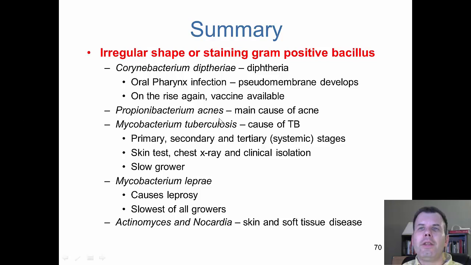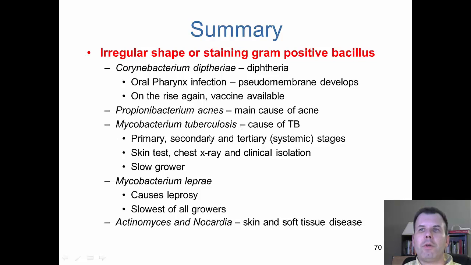Okay, finally, the irregular shaped or irregular staining gram-positive bacillus, and we talked about the Corynebacterium diphtheriae, the ones that cause diphtheria. You have the oropharynx infection, again, that causes that pseudomembrane to form, and you can die from asphyxiation. And then again, it's on the rise because of healthy carriers and the non-vaccinated. So if you choose not to get vaccinated, you can get this disease. So go get vaccinated for this. Another one we talked about real quickly is the Propionibacterium acnes, which causes acne.